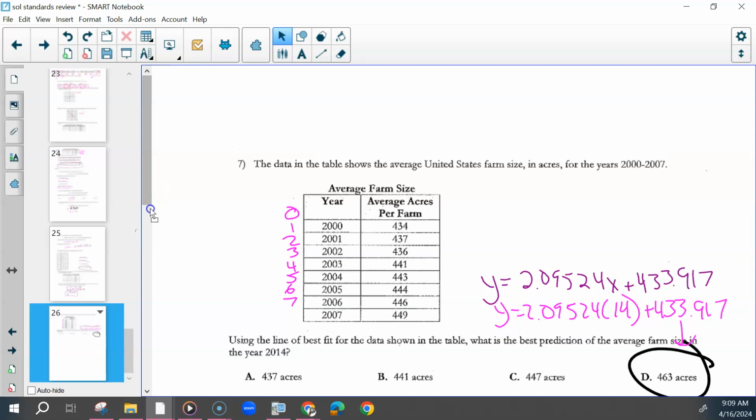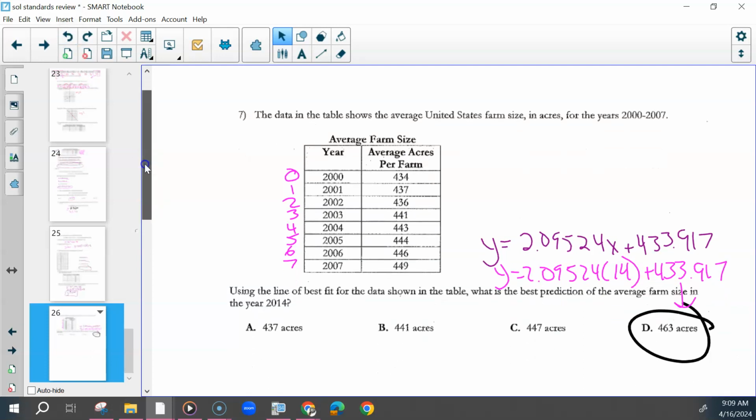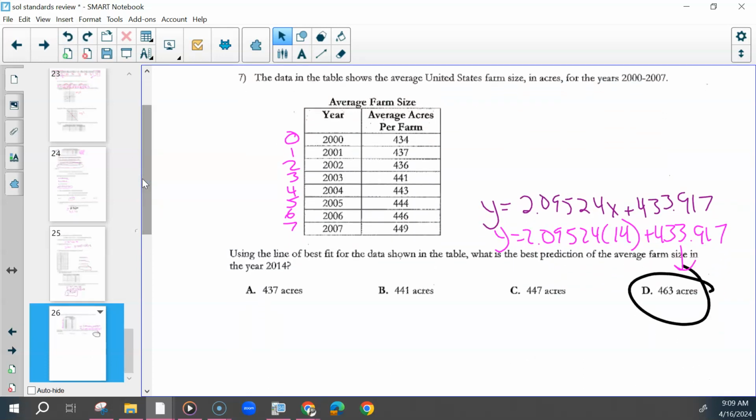The last one was finding your line of best fit. You had to change your years from 0 to whatever, how many years has it been, and then using that number, it would be 463 feet.